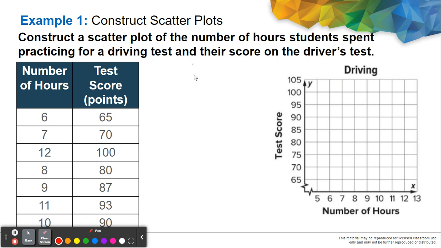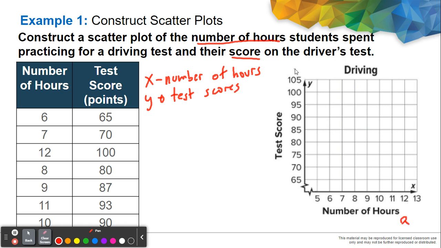As you can see for this data, we are going to represent our x as the number of hours that students spend practicing, while our y will be their test scores for our driving tests. As you can see here, our number of hours is our x-axis and our y is our test scores. Now let's observe our number of hours. The smallest number of hours is 6 while the biggest is 12.